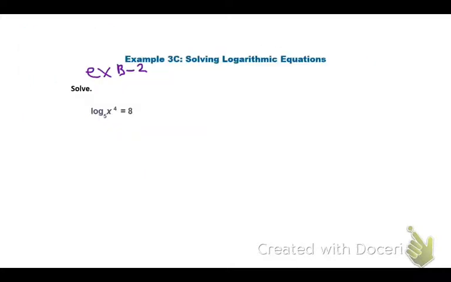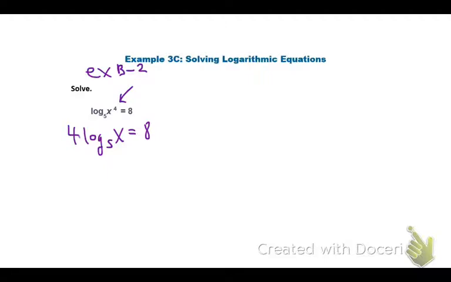Okay, so let's do that. All right, so when you look at this, you should notice that you have that power of 4. So we're going to go ahead and move him onto the front and make him a multiplier. So we're going to have 4 times the log base 5 of x equals 8.